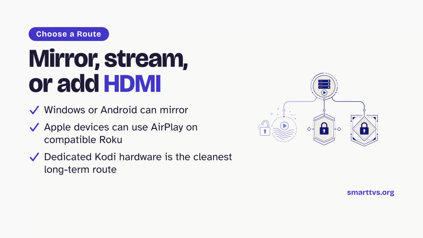There are 3 practical routes. Mirror Kodi from a supported computer or phone, use Plex for a personal media library, or run Kodi on another device connected to the TV by HDMI.